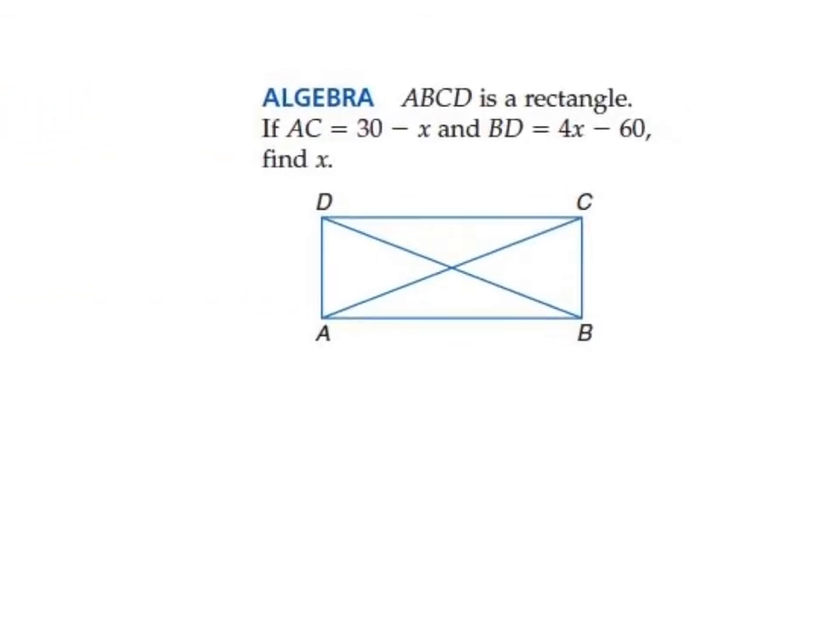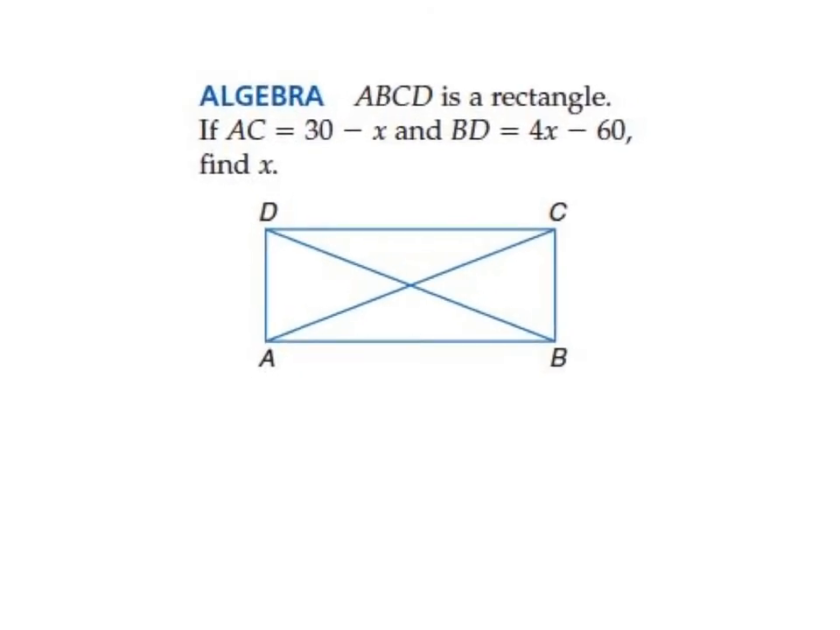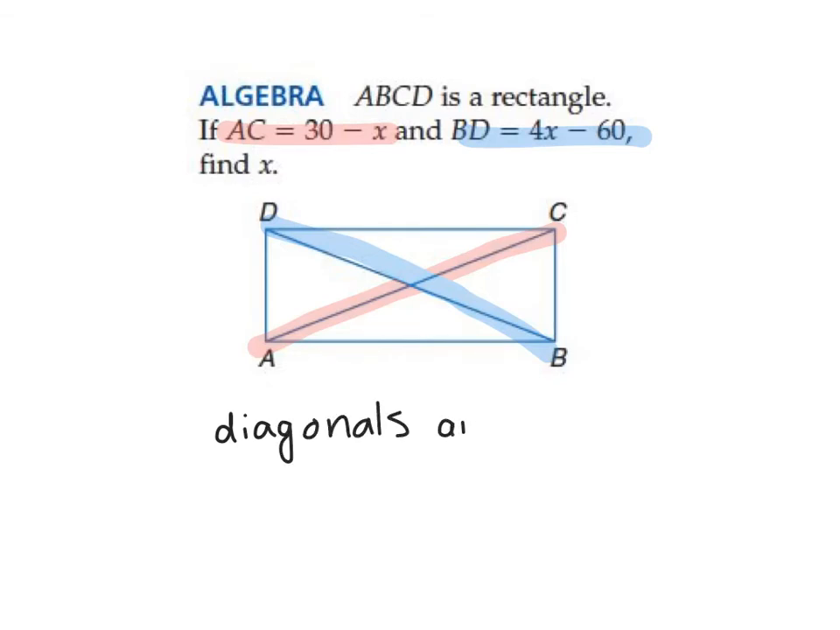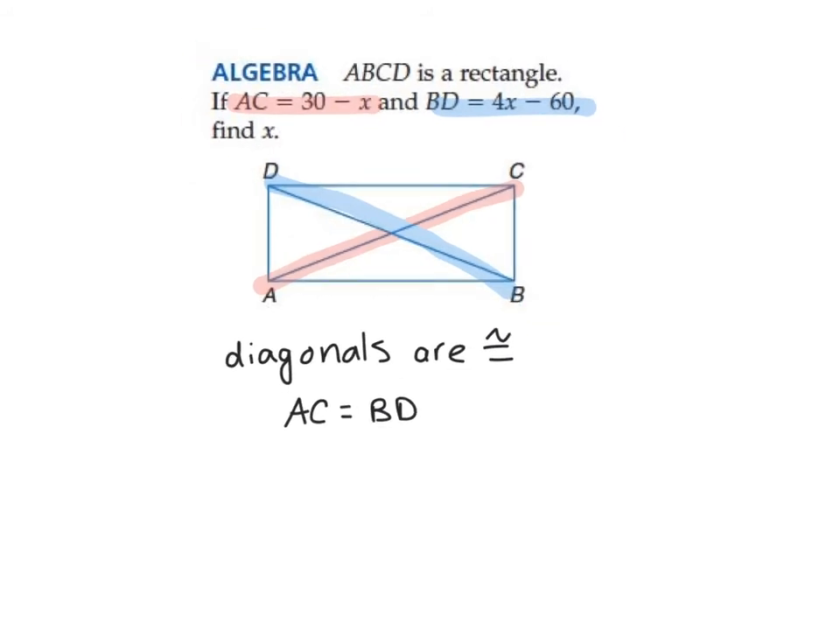Here we are told that ABCD is a rectangle. That's going to be really useful. We are also told that AC, which is a diagonal, is 30 minus x, and BD is 4x minus 60. So we know that since this is a rectangle, our diagonals are congruent. Since the diagonals are congruent, we can conclude that AC is equal to BD. We know that AC is 30 minus x, and we know that BD is 4x minus 60.